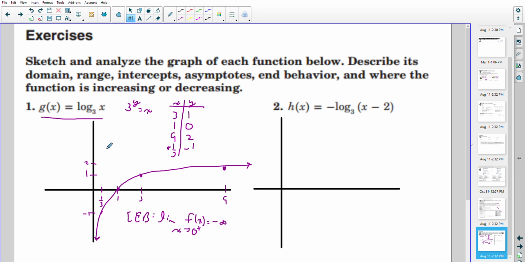Increasing or decreasing: it is going to be positive slope on all these, so it's going to be increasing, and the interval is going to be from 0 to infinity. So there are some characteristics of the logs. Notice again how I did this. I changed the form to an exponential, and then I started with my y's and went back and filled in my x's.